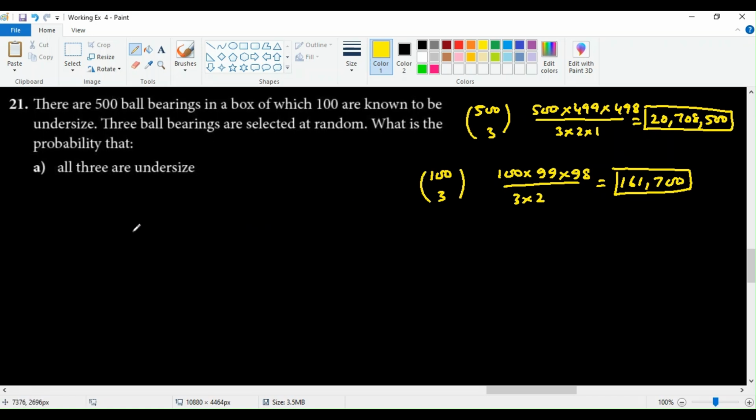Now favorable divided by total. Favorable divided by total. So this is going to give us 103 divided by 503.